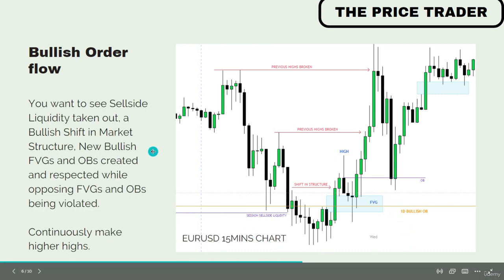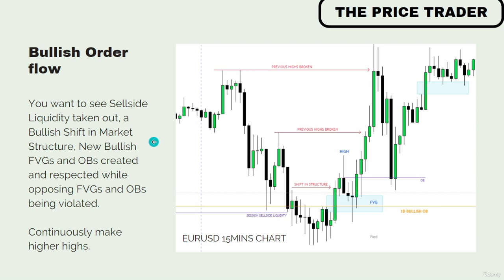We'll be looking at an example. This is an example of a bullish order flow. As we have outlined, the first thing you want to see is sell side liquidity taken out. If you're bullish, you want to see sell side liquidity being taken out here. Then we had a higher time frame daily order block. Remember, this is a 15 minute chart of the EURUSD. We had a daily order block being hit right here, and then the market took out sell side liquidity from previous days.